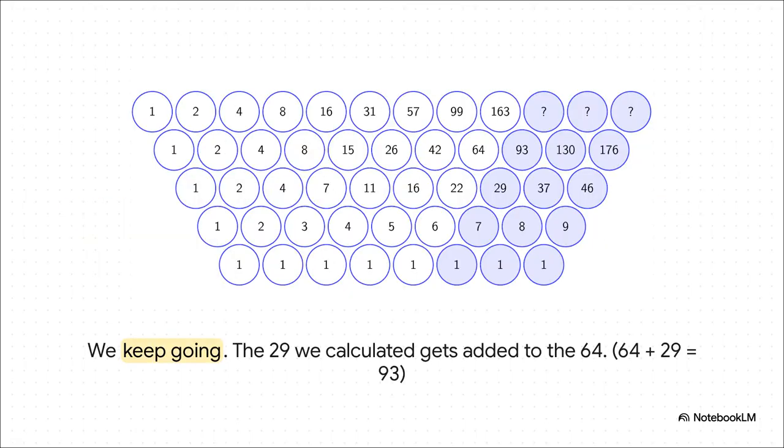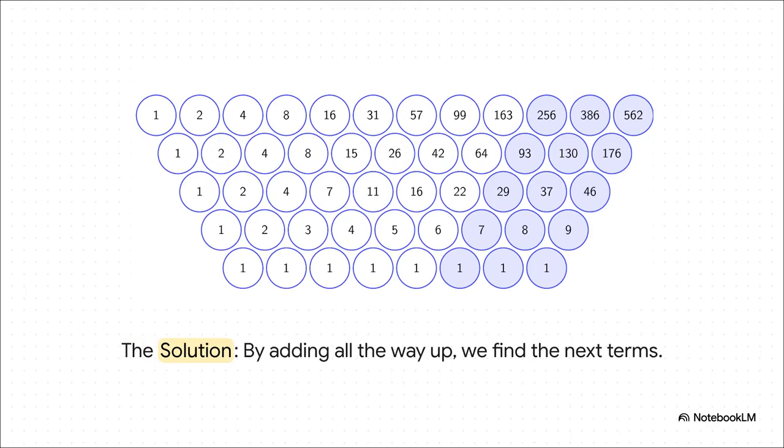And we keep on rolling. That 29 we just got gets added to the 64 above it, which gives us 93. We are so close. You can see those empty spots on the top row are just waiting to be filled in. And there it is. By just continuing that simple addition all the way back to the top, we've got our solution. The next numbers in that sequence that looked so impossible: 256, 386, and 562. The code is officially cracked.